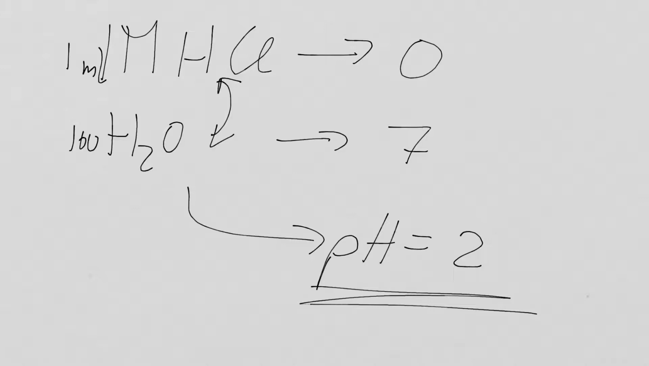So, hydrochloric acid is a very strong acid. That's why we have a pH of 0.